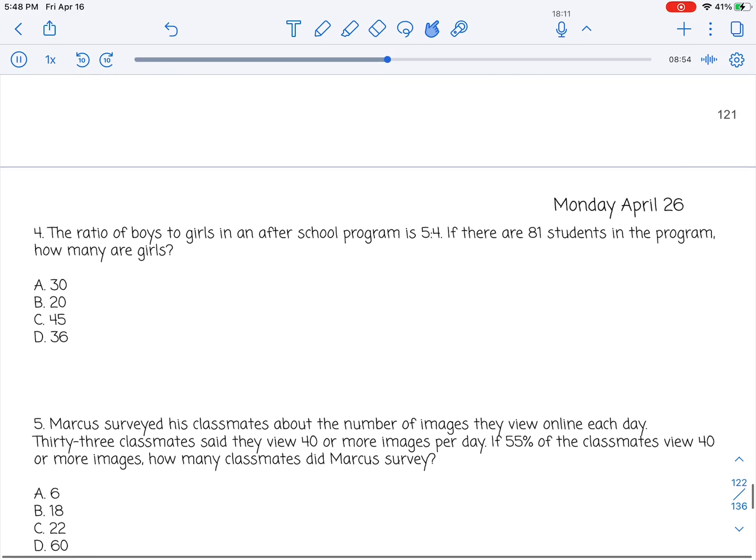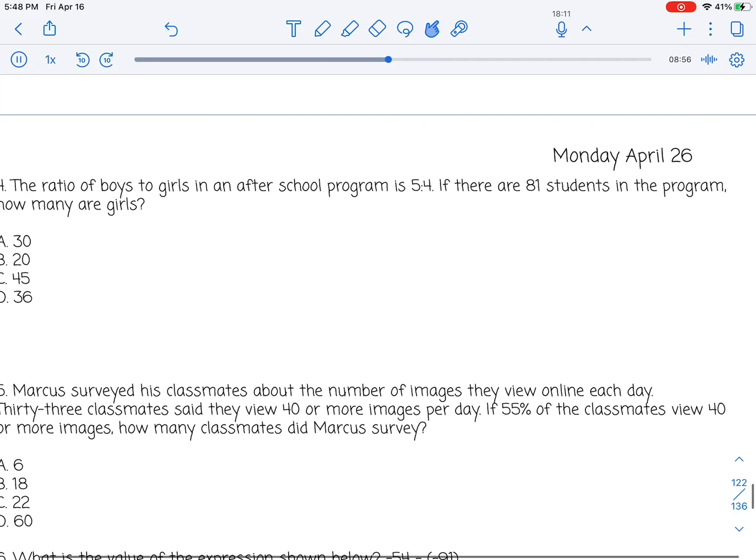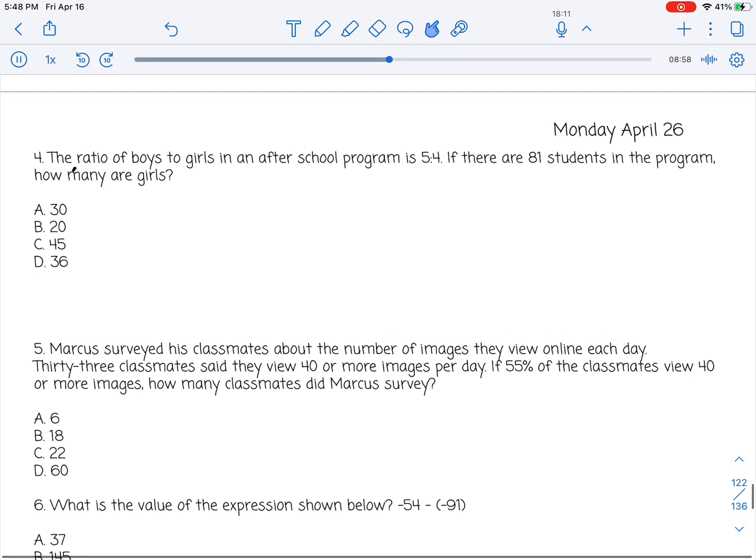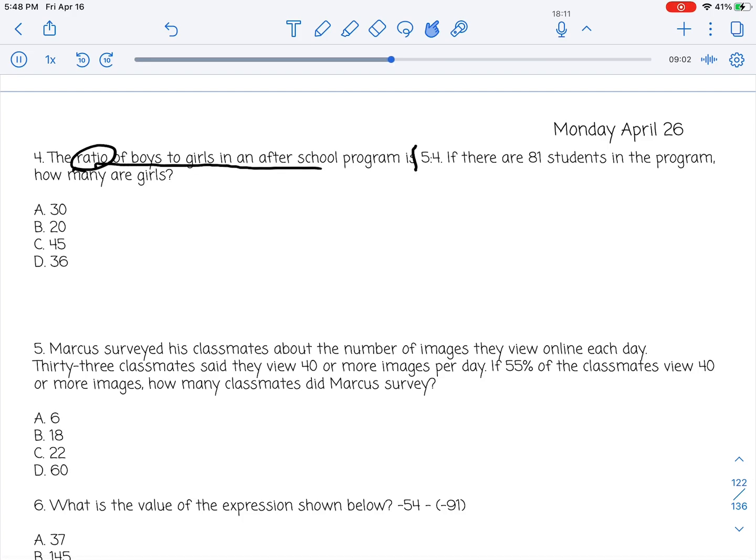All right, number 4, here we go. The ratio of boys to girls in an after-school program is 5 to 4. If there are 81 students in the program, how many are girls? Okay, this is a ratio table, so I'm going to set up my ratio table. It says boys to girls, so I'm going to do boys to girls. The program are 5 to 4.